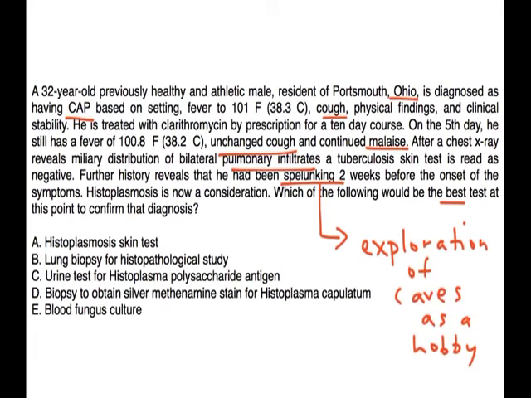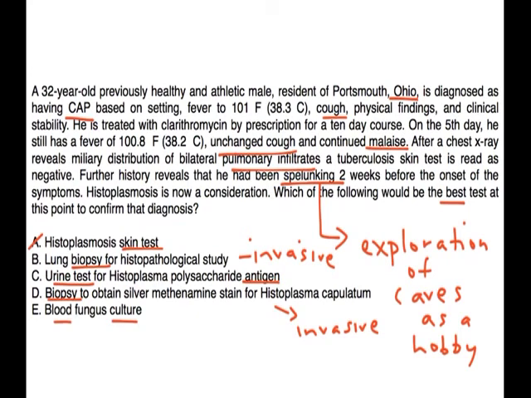Now, this patient probably has developed histoplasmosis, so let's go through these tests and choose the best one. Histoplasmosis skin test, not really part of the diagnostic workup. The next one is a biopsy. That's a bit invasive, although it can be done. It's probably not the best one immediately. Urine test for histoplasma antigen, that's a good one, we'll keep that one. Again, a biopsy. That's also invasive, and then a blood culture.